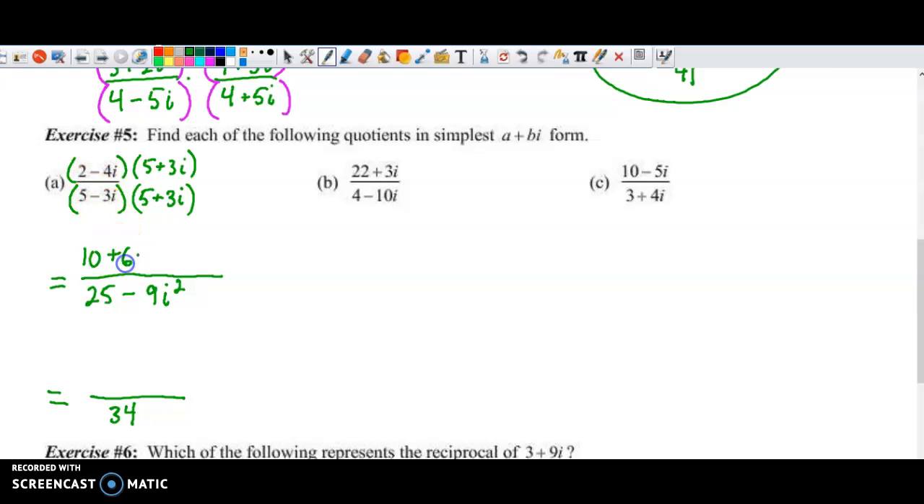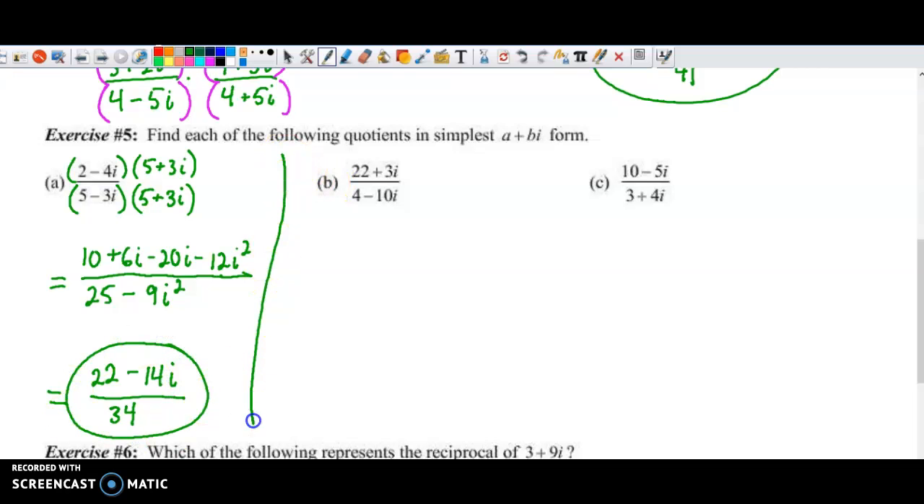10, and then 6i, minus 20i, minus 12i squared. Double check my arithmetic, or let me know if you're confused or I get anything wrong. Because remember, the i squared makes that a plus 12. 10 plus 12 is 22. And then 6 minus 20 is negative 14 with an i.